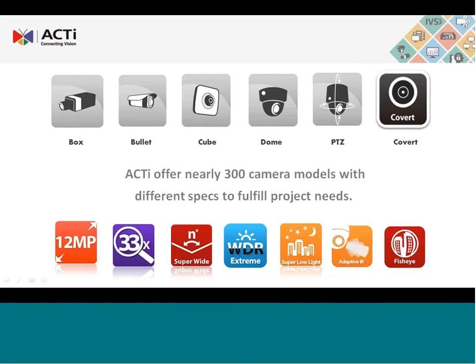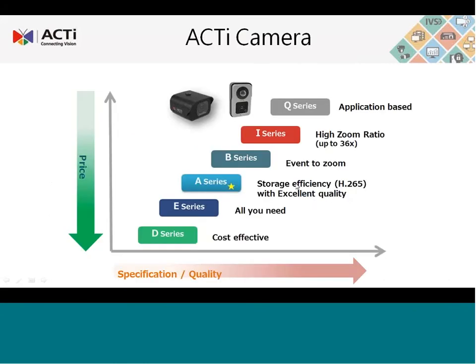And this is how we categorize. You can see here we have different series. For example, the DE series, which is for more budget concern and more cost-effective solutions, and the E series. Why do we say it is all you need? Because in the E series we have the most cameras, and this series is cost-effective with basic functions. The difference between the DE series and the E series is that the E series has WDR. And I think you all know that WDR is very useful in high lighting contrast environments. So that's why we say that the E series can cover many environments. So here I put all you need.